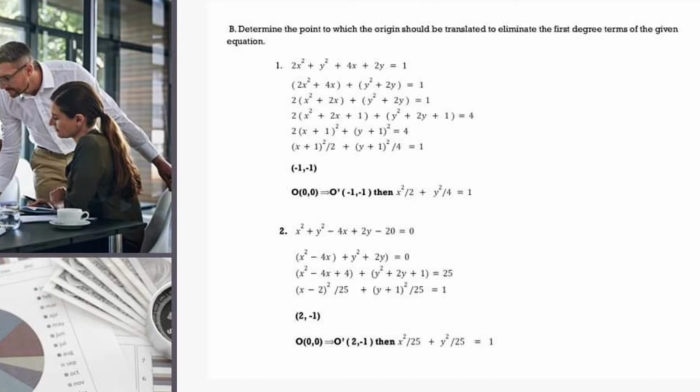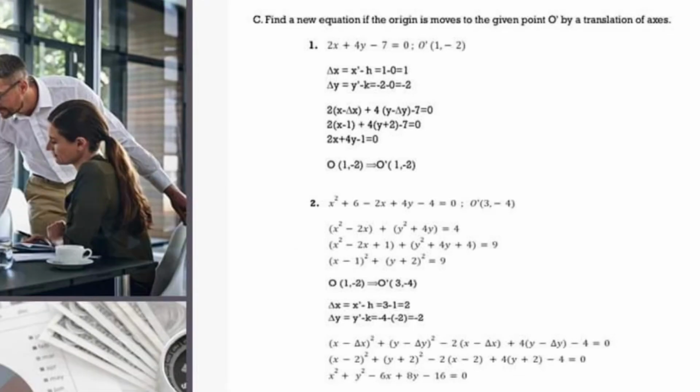So we have here the quantity 2 and negative 1. If we are going to translate the origin, we have the origin at the quantity 2 and negative 1, then x squared over 25 plus y squared over 25 is equal to 25. So that's it.